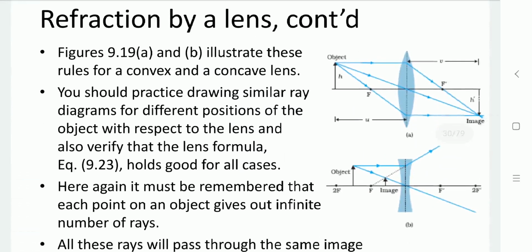Here you can see in the diagram, the first diagram is for the convex lens and the next diagram is for the concave lens. We can take different positions of the object with respect to the lens and verify the lens formula. Each point of the object gives an infinite number of rays, and all these rays pass through the lens, and at the other side all rays meet at one point where the image will be generated after passing through the lens.